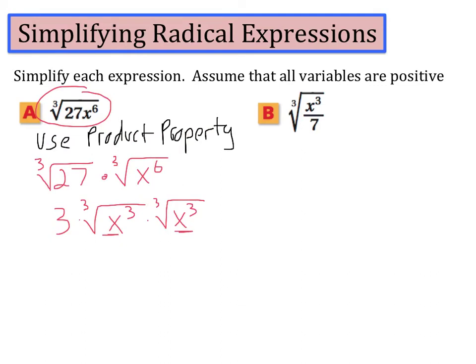Now the cube root of x to the third is a little easier to figure out. What value do we have to multiply by itself 3 times to get x cubed? And that value is just x. So it's 3 times x times x, so you have 3x squared.